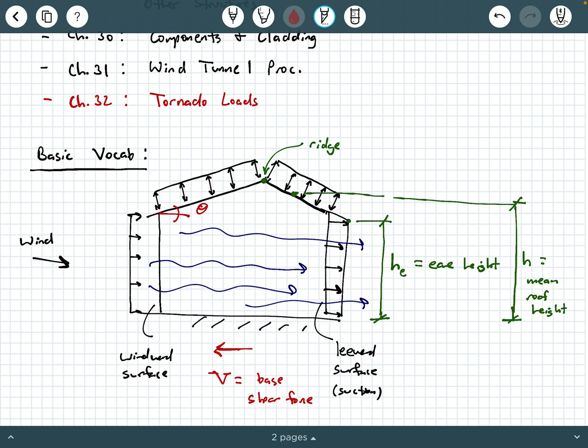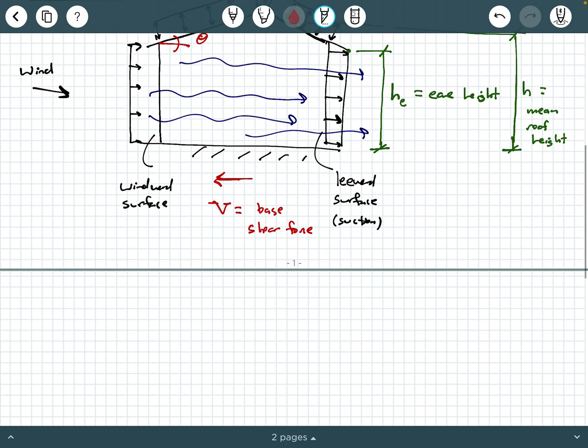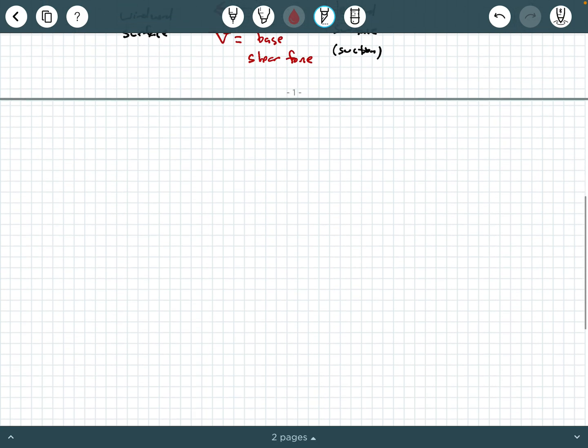So anybody who's already learned a little bit about earthquake loads, you might have learned something called the base shear force when you're talking about earthquake loads. Well, it's a very similar idea with wind loads, okay? And it's something that we are interested in with wind loads, and we're also interested in it with earthquake loads, okay? So let's keep going with some more important terminology.